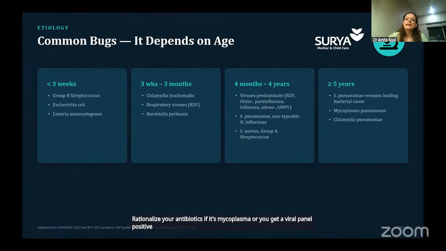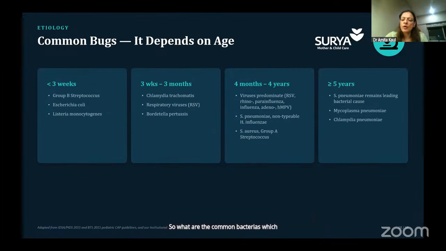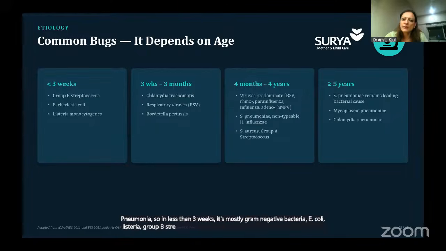So what are the common bugs which cause pneumonia? In less than 3 weeks, it's mostly gram-negative bacteria, E. coli, Listeria. Group B Streptococcus is not very common in India. At 3 weeks to 3 months, we see RSV. Last year we had a lot of RSVs. Right now we have not isolated much, but last year it was abundant. You have Bordetella, you have Chlamydia.